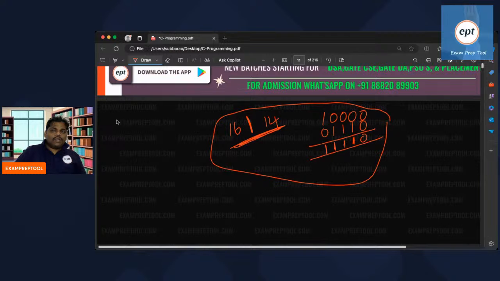Now see this one. 16, right? Sorry, relational OR operator with 14. So 16 means non-zero, true. 14 means non-zero, true. So finally true will come.